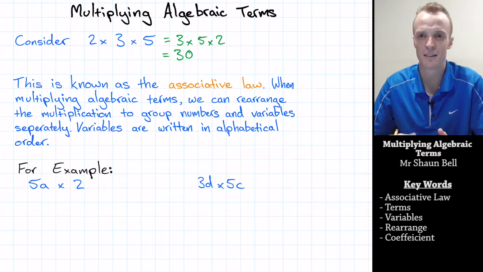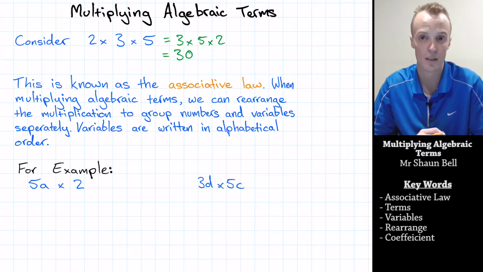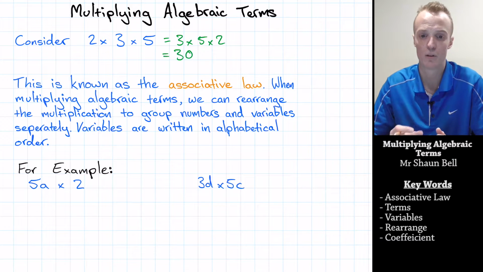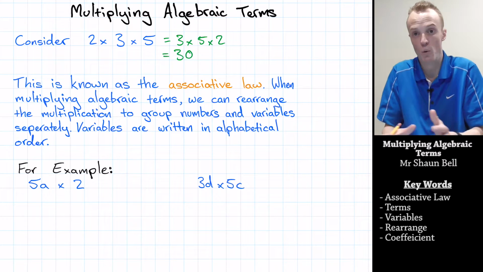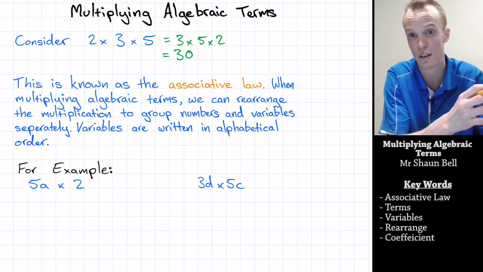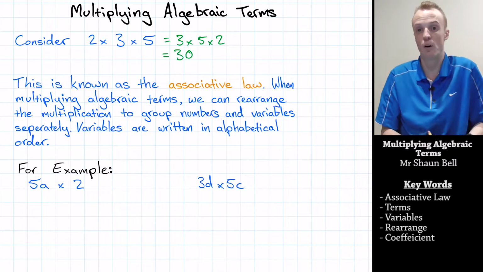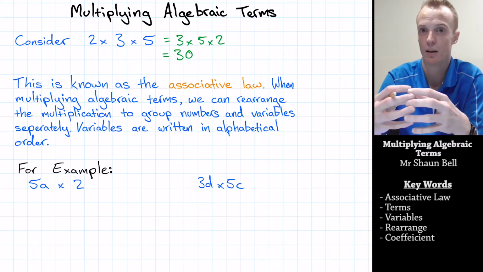Now we can use this understanding of the associative law with algebraic terms. Now when we're multiplying algebraic terms together, we can actually rearrange the multiplication to group all the numbers together, and we can do that first. Then we can group all the variables together separately.